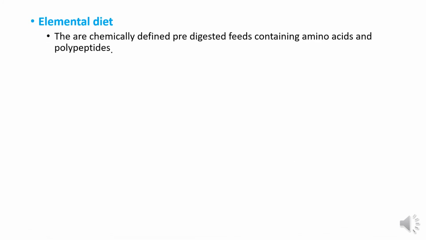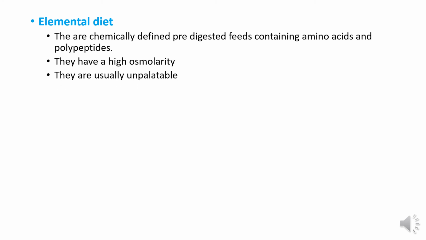You have the elemental diet. Now these are chemically defined feeds. They have been pre-digested. These ones are already digested. So you see how the spectrum moves from polymeric, which is not digested at all, to blenderized hydrolysates, which are partially digested, and now to elemental diet. These ones are already digested, and what they contain is just amino acids, glucose, polypeptides, fatty acids. They have a high osmolarity. Because they have been pre-digested, they have a very high osmolarity.